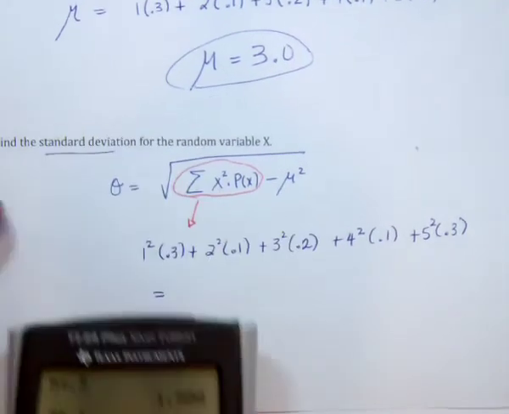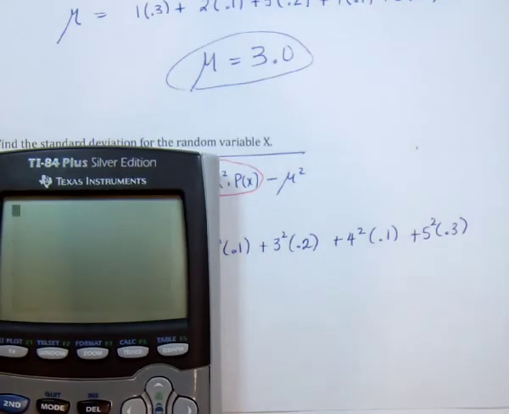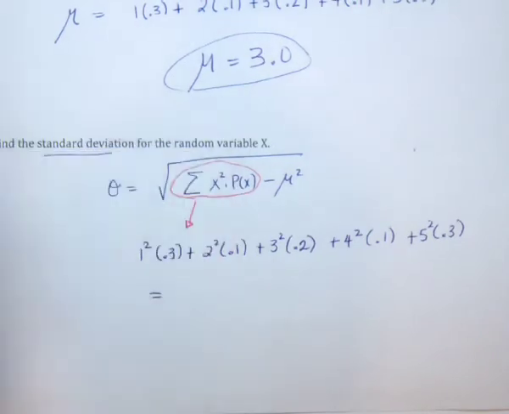So this is going to be 1 squared is 1 times 0.3 plus 2 squared is 4 times 0.1. The next one, 3 squared is 9 times 0.2. Next is 4 squared is 16 times 0.1, and 25 times 0.3 for the last one. 11.6.